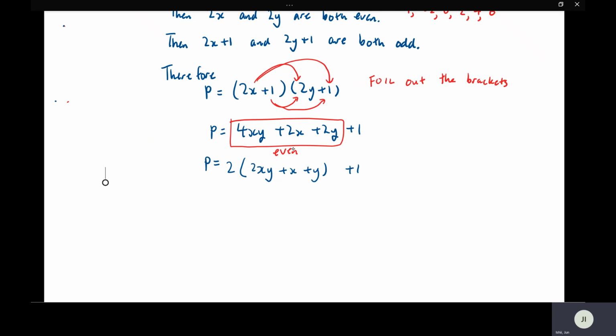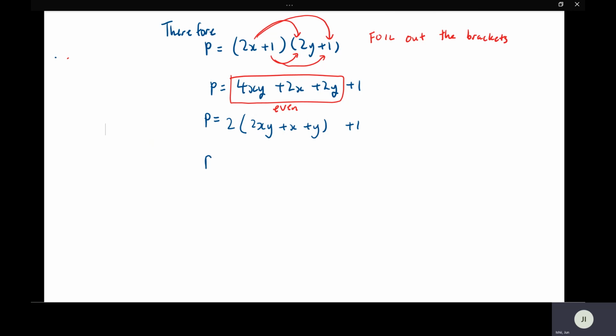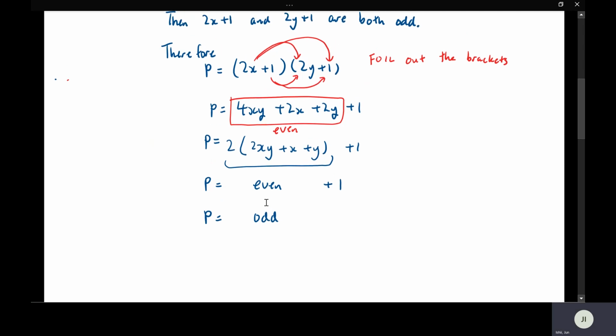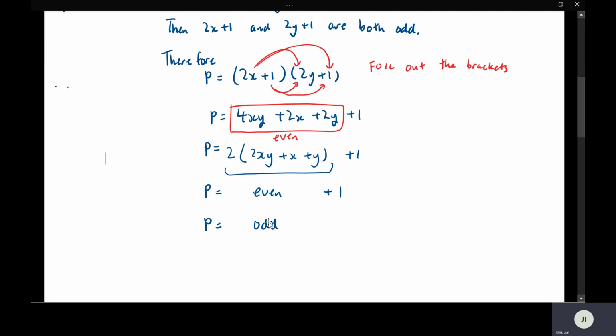So what I did there is I pulled out a 2 out of the first 3 terms. You can see that 2 times this whole thing, which is an integer, makes this whole thing even, plus 1. So here I'm going to put p equals. We know that this expression is even because I'm multiplying the stuff inside the bracket by 2. So I'm going to write even plus 1. And so therefore the product is, if I take an even number and add 1, it's odd. Since I have this plus 1 left over, even plus 1 is equal to odd. So this is a proof that shows that the product is odd.